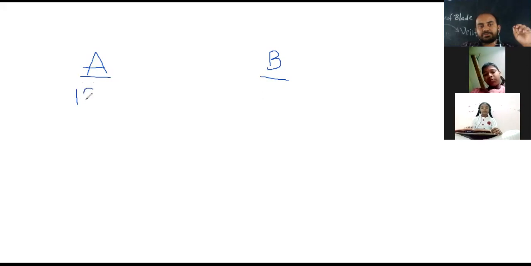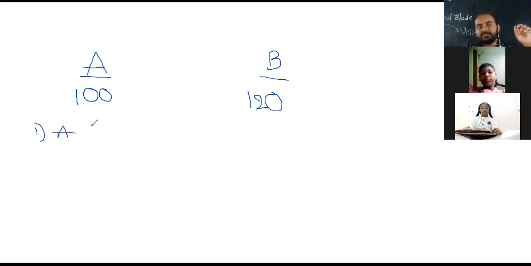For example, how many persons? Two persons, person A and person B. For example, person A has 100 rupees, and person B has 120 rupees. Person A 100 and person B 120 rupees.